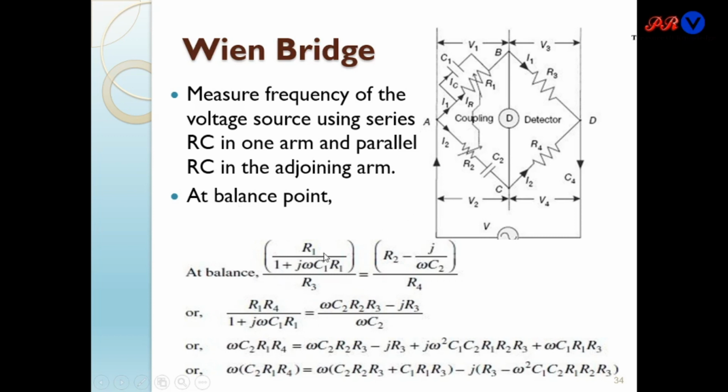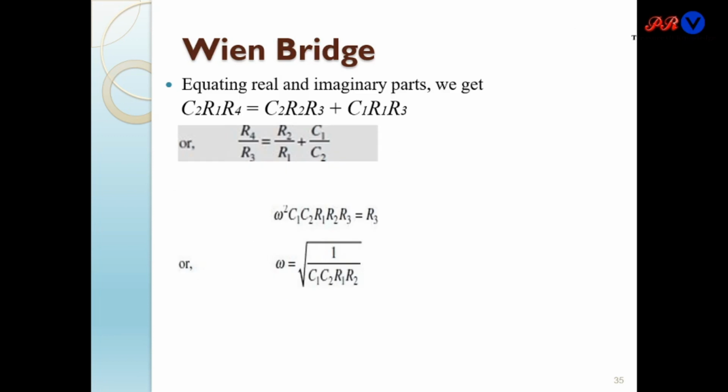This is the balance condition for the given bridge. It is the product of these two arms, R4 with this arm, equal to the product of R3 with this arm, the AC arm. After some calculation we will get a real part and an imaginary part for comparison. You can calculate it from the slide.